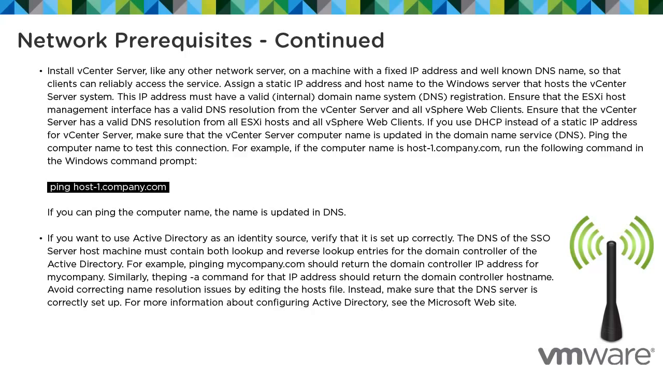If you want to use Active Directory as an identity source, verify that it is set up correctly. The DNS of the Single Sign-On server host machine must contain both lookup and reverse lookup entries for the domain controller of the Active Directory. For example, pinging mycompany.com should return the domain controller IP address for mycompany. Similarly, the ping -a command for the IP address should return the domain controller host name. Avoid correcting name resolution issues by editing the host files. Instead, make sure that the DNS server is correctly set up.